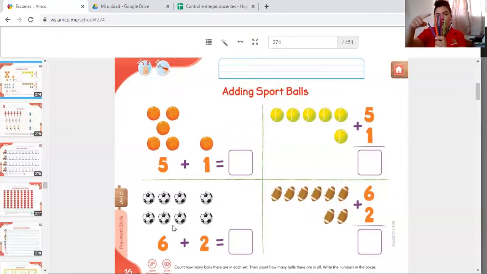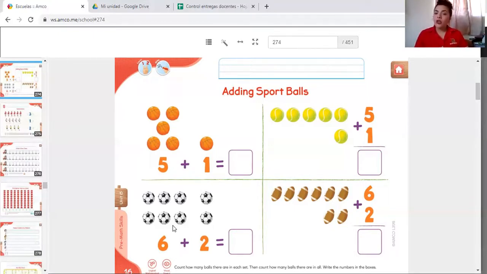Okay, so 1, 2, 3, 4, 5, 6. 6 balls, okay? But I have 2 more. 1 and 2. Let's go. Come with me. Oh my God, it's too much. I can't, oh, I can. Okay, so let's go. 1, 2, 3, 4, 5, 6, 7, and 8. I have 8 balls. Very good. 8 is like this. Very good. Eight. I have eight soccer balls.